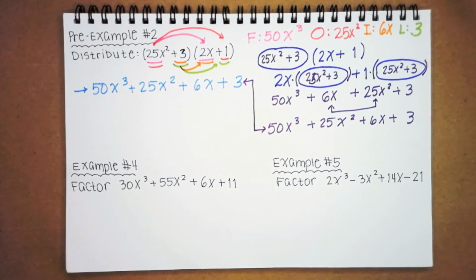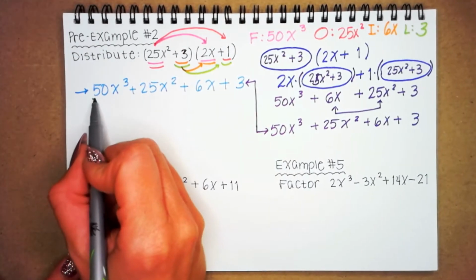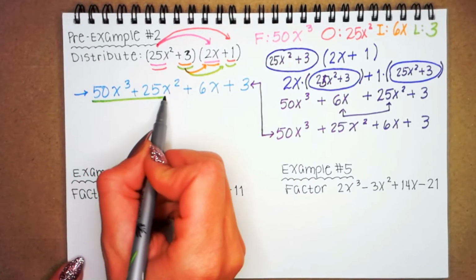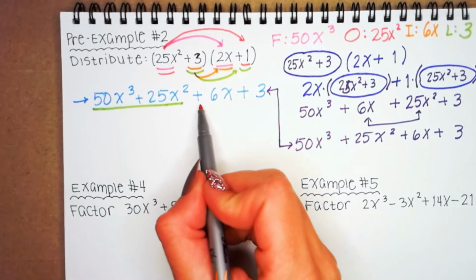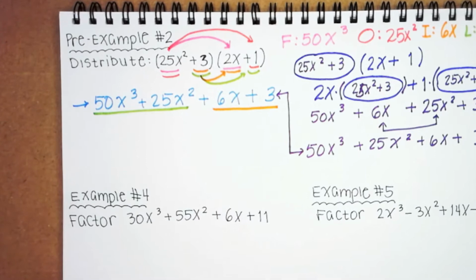Let's see what this would look like. We're going to look at that as one group and this as another group.